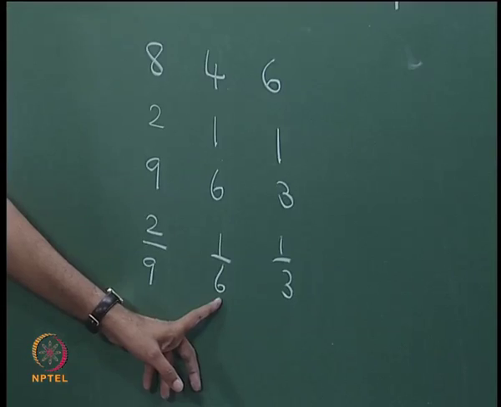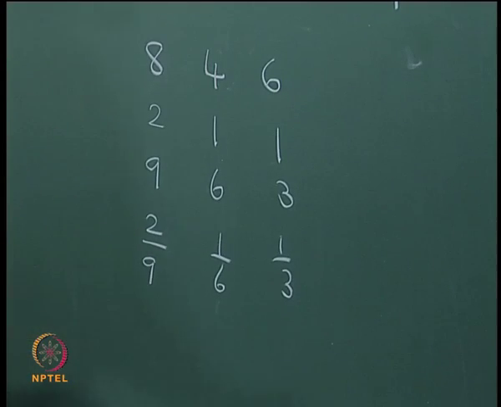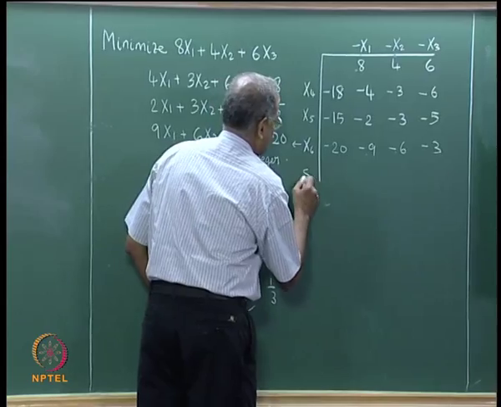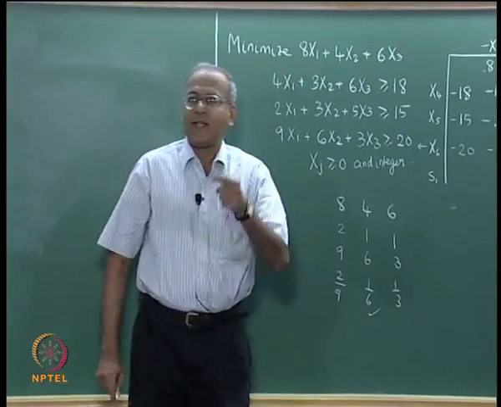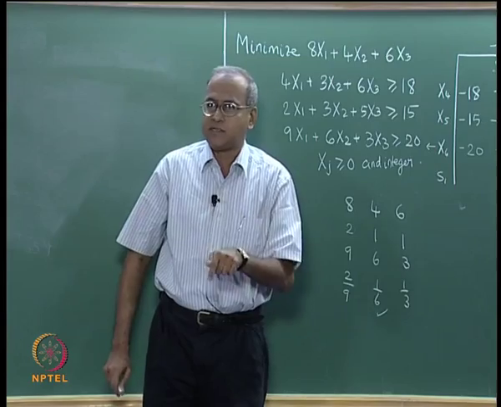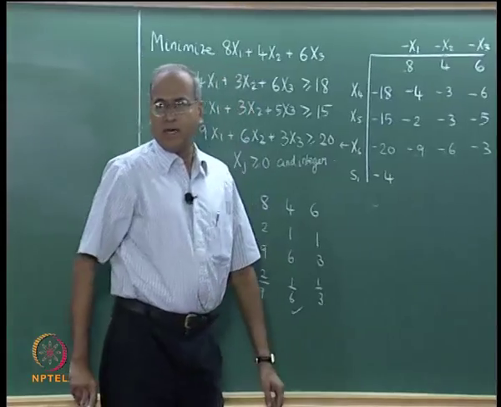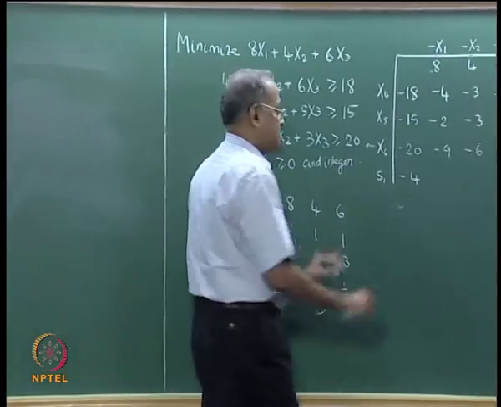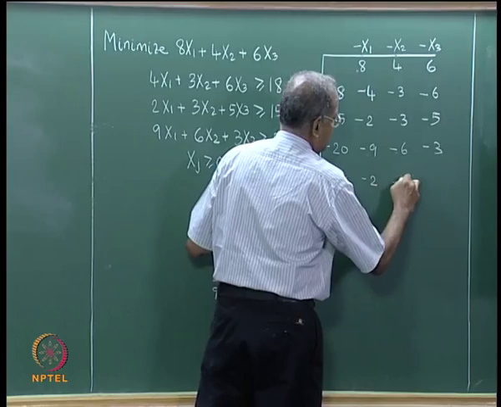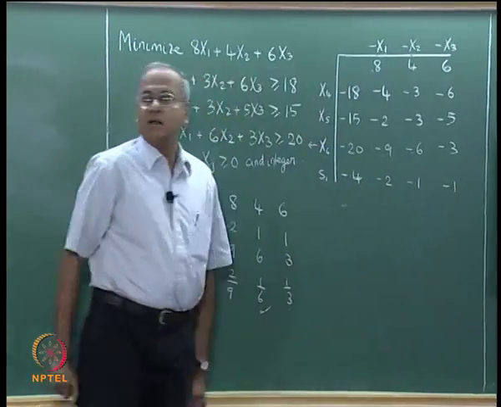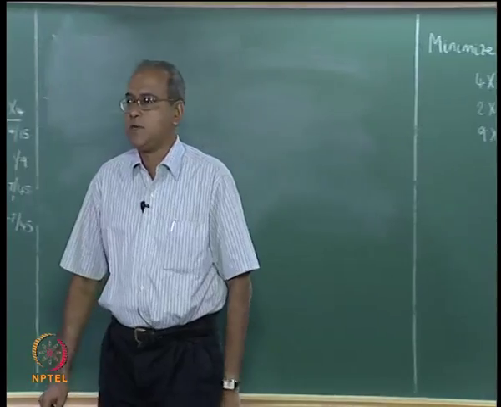Now 1 by 6 is 3 by 18, 2 by 9 is 4 by 18. So the minimum is at 1 by 6. So take 1 by 6, multiply the source row with 1 by 6, take lower integer values and write the cut. So your cut will become S1 variable: 20 by 6 or minus 20 by 6, lower integer value is minus 4, minus 9 by 6, lower integer value is minus 2, minus 6 by 6, lower integer value is minus 1, minus 3 by 6, lower integer value is minus 1.